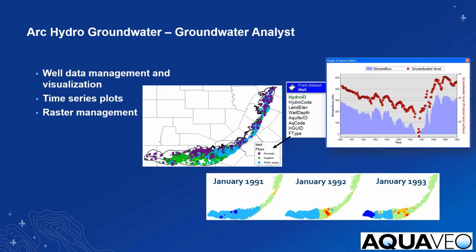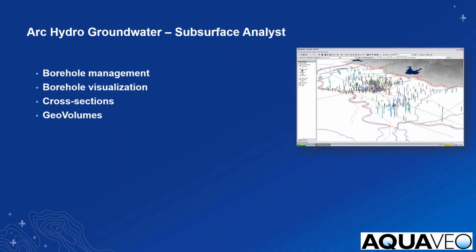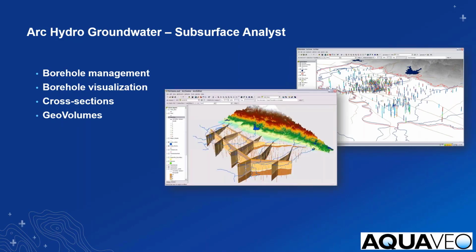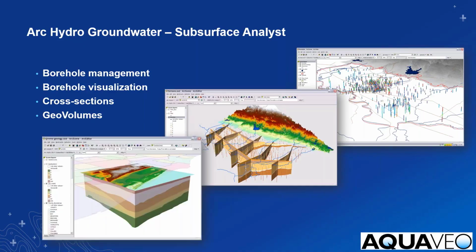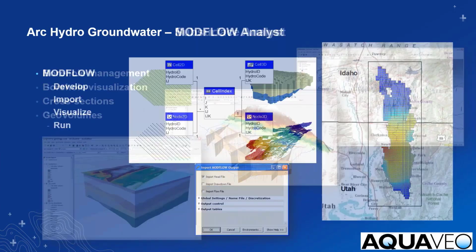Tools are organized in 3 extensions. First one is Groundwater Analyst that lets you manage well and time series data and transition between point and surface information representation. The second extension is the Subsurface Analyst that focuses on borehole management and allows you to, among other things, construct 2D and 3D subsurface representation from borehole data. These structures can then be used to support other groundwater and subsurface analysis.